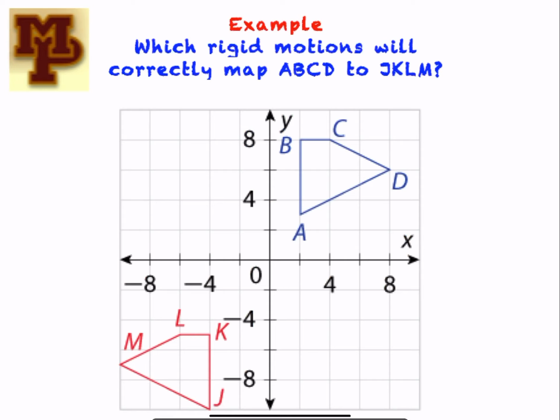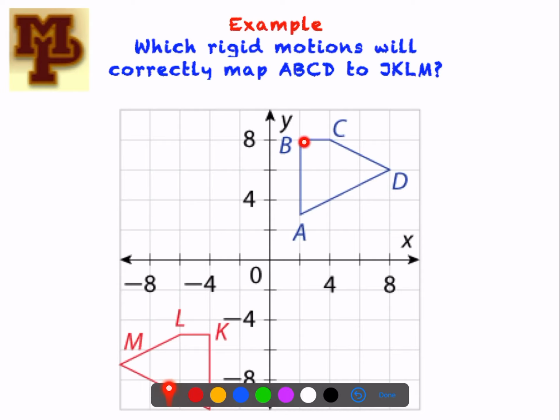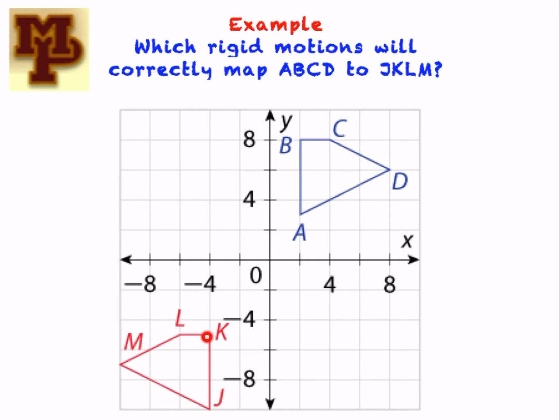Now, for this first one, this is just an example, so we'll walk through it together, and then the rest of them, you'll work on them, and then we'll walk through them as well. So, which rigid motion will correctly map ABCD to JKLM? So I'm trying to get ABCD over to JKLM. So I'm trying to move it over.